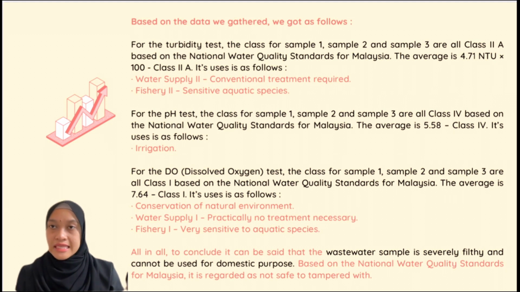For the turbidity test, sample 1, sample 2, and sample 3 are all in class 2A, based on the National Water Quality Standard for Malaysia. The average is 471 in class 2A. Its uses are as follows. First, water supply 2, conventional treatment required. Next, fishery 2, sensitive aquatic species.